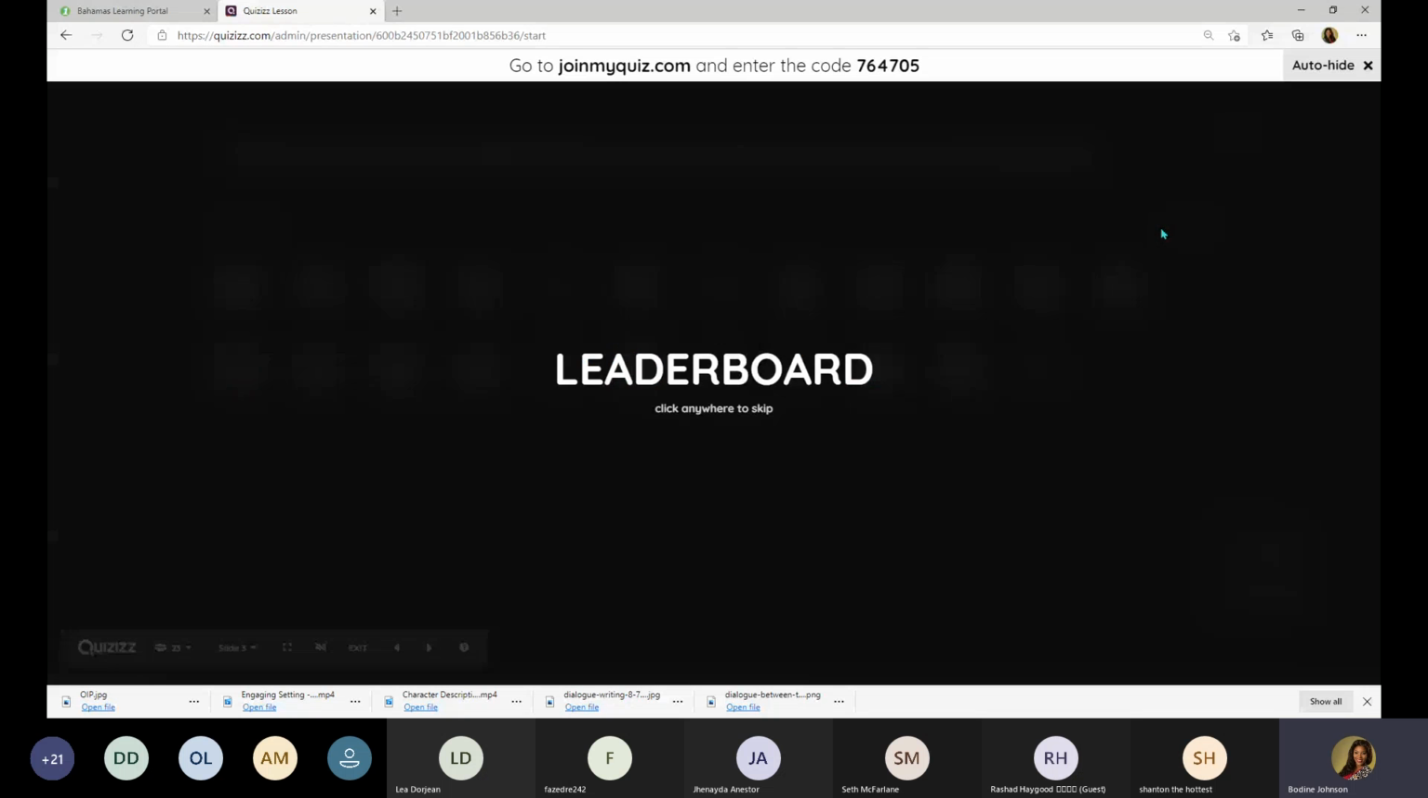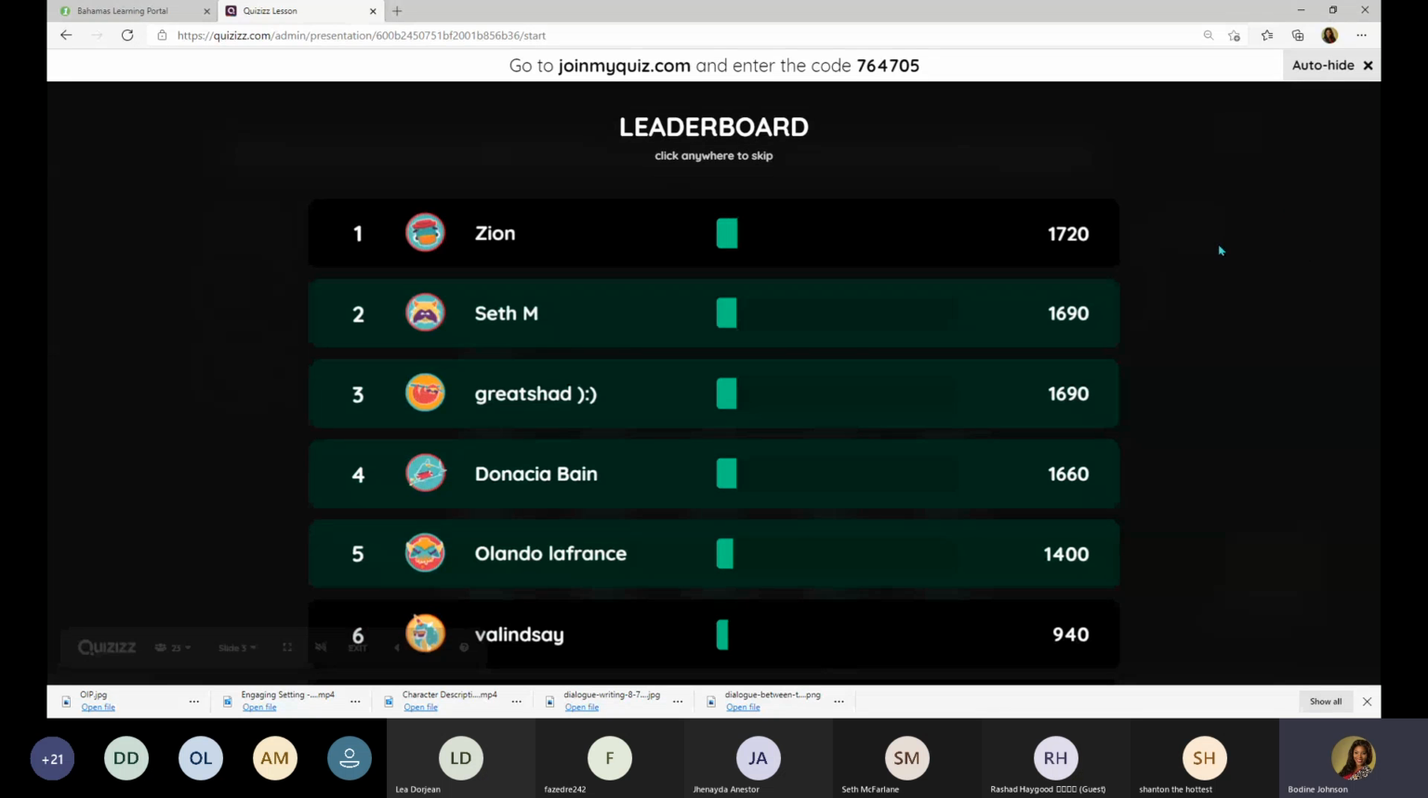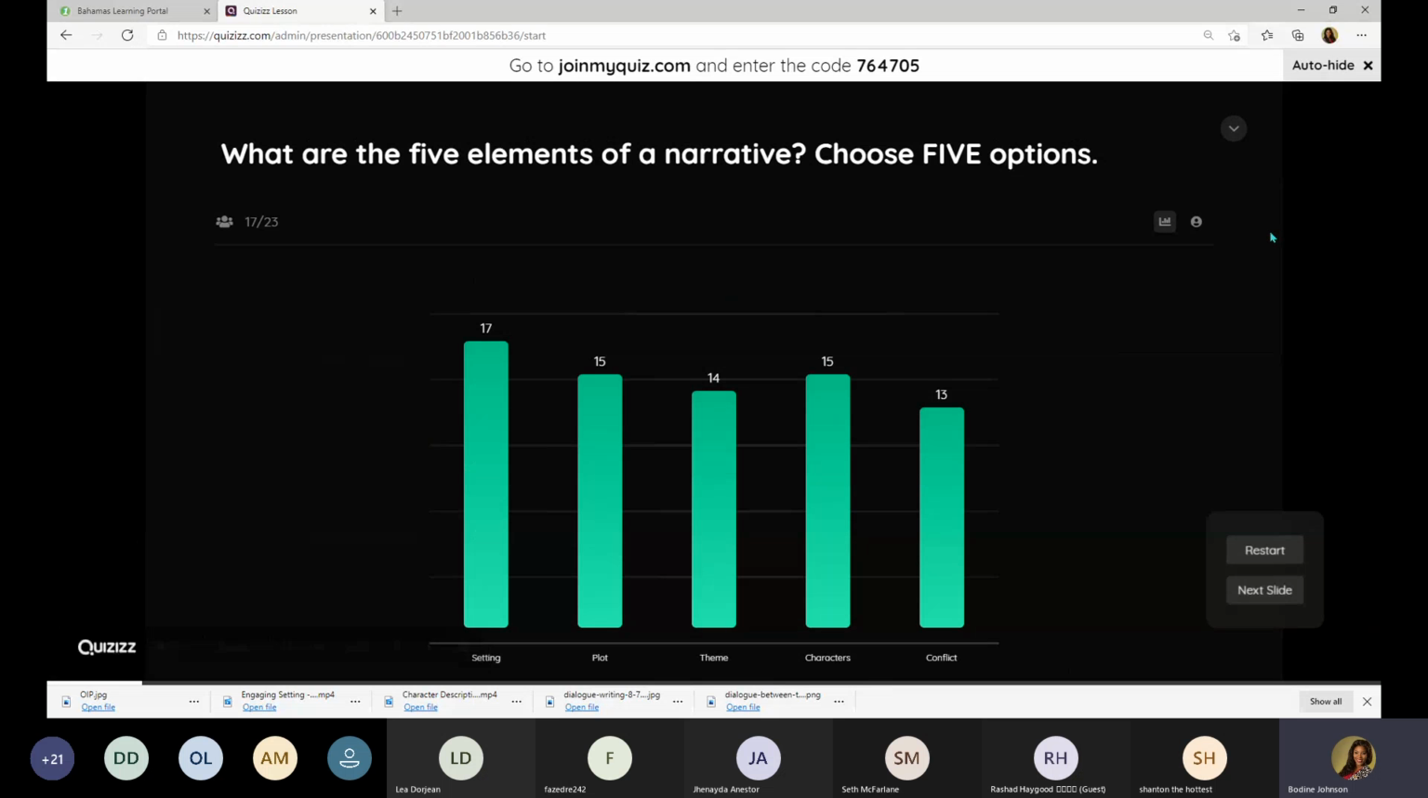So there are 5 options and only 5 answers you could have gotten. And if you chose all 5, then you are correct. So all 17 of you who said setting, and then you went on to say plot, theme, characters, and conflict, these are all the 5 main elements of a narrative.